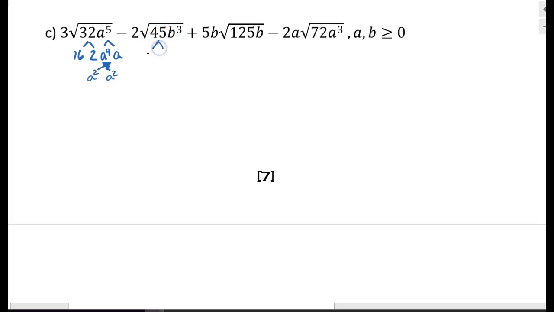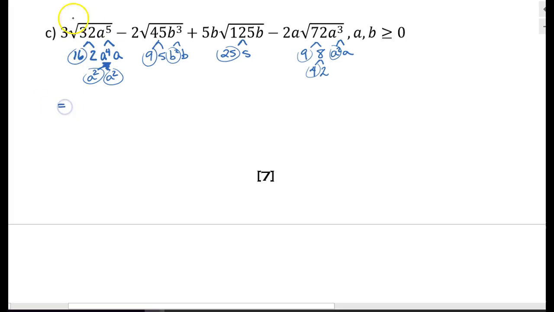45 again can be broken down by 9 and 5. b cubed can be written as b squared times b. 125 is 25 times 5. b is already as low as it can go. And finally, 72, same as 9 times 8, which actually can be broken down to 4 and 2. So we've got two perfect squares in there. And then a can be broken down to a squared and a. So we've got lots of perfect squares that we can simplify out of here.